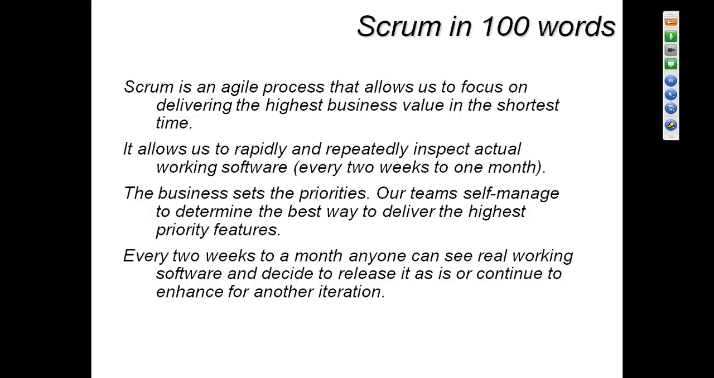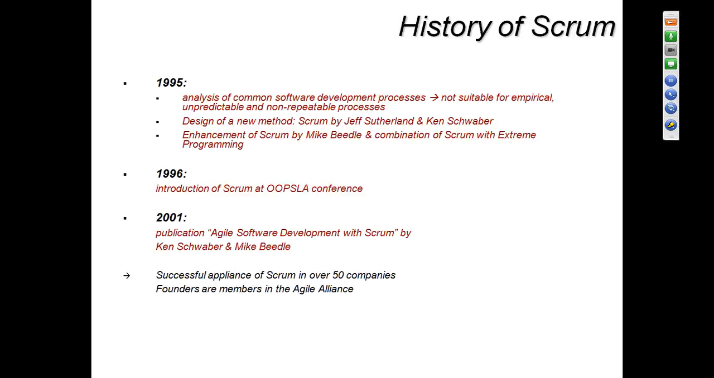At that time it will vary. First week it will go for maintenance, like I said. If that is the case, the time boxes will vary. So business sits on the priority, and our team self-manages to determine the best way to deliver the highest priority features. And every 2 weeks to a month, anyone can see real working software and decide to release it as is or continue to enhance another iteration.